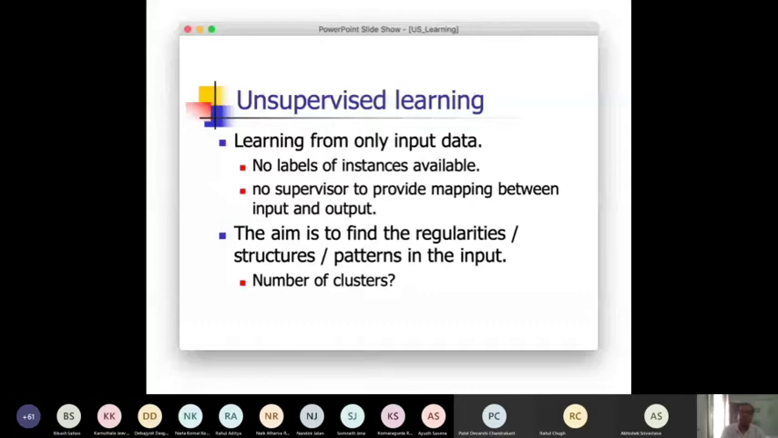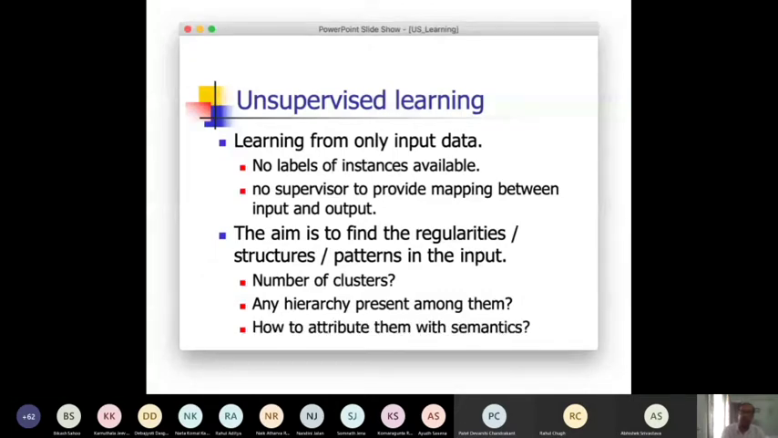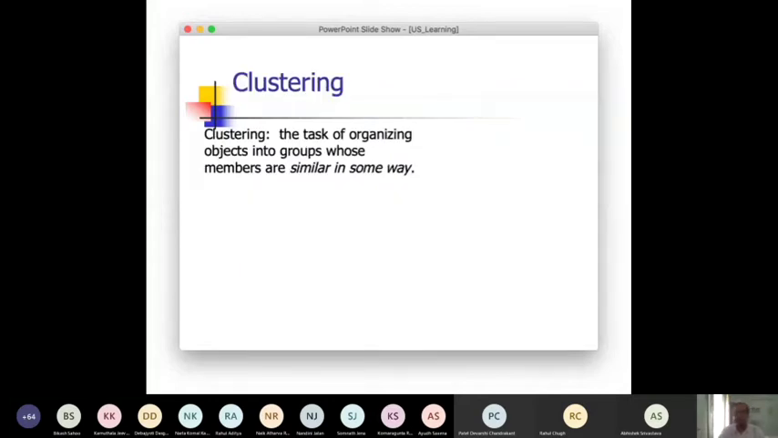Some of these questions, like how many groups, we call them clusters, whether there is any hierarchy present among those groups, how to attribute them with semantics. That is the kind of exploration we would like to do in the domain itself. Clustering is a task associated with unsupervised learning. It's a very basic task, and mostly unsupervised learning is discussed with respect to this clustering task.